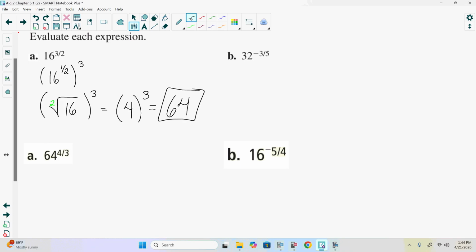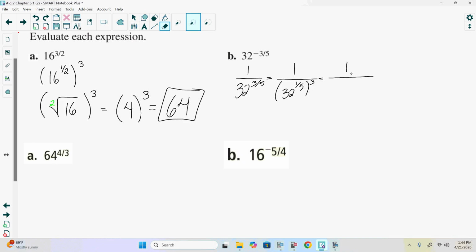And if we look at 32 to the negative 3/5, first thing we'd want to do is make that exponent positive, so we're going to move it from the top of the fraction to the bottom. So we have 1 over 32 to the 3/5. And according to this property, we can split this up as 32 to the 1/5, to the third power.